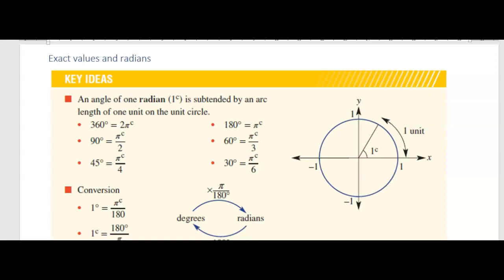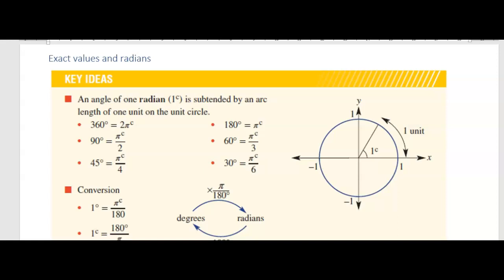So just make sure that your calculator is in the correct setting. But for this section, we're not really doing anything on the calculator anyway. We're just looking at exact values and also how degrees and radians relate to each other. Think of it as, we can measure weight in grams or pounds. Radians and degrees are just another way of measuring an angle.